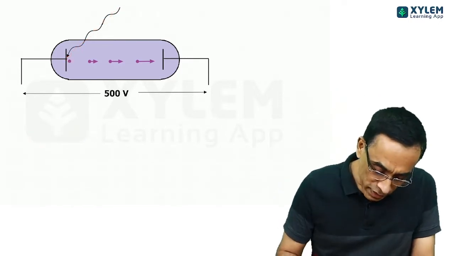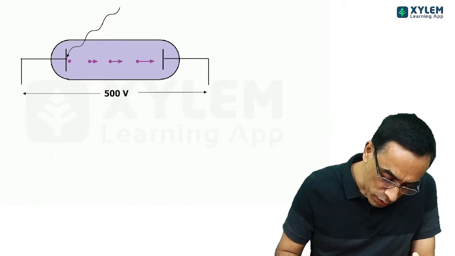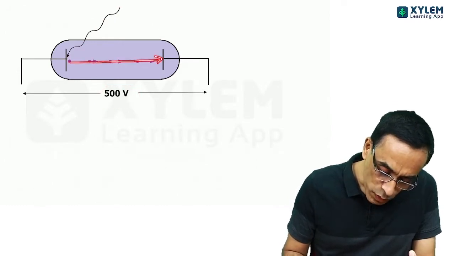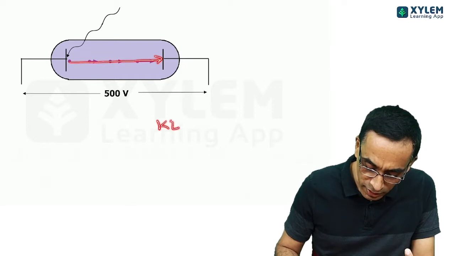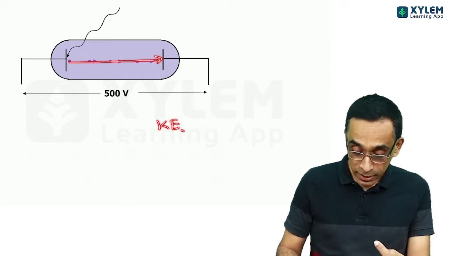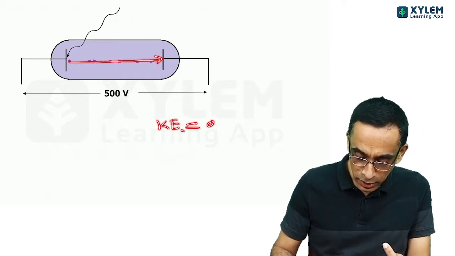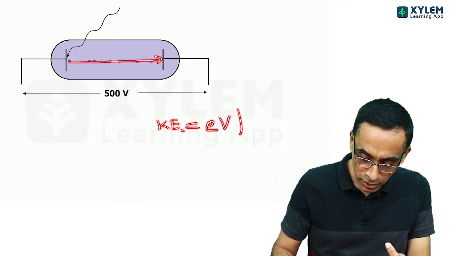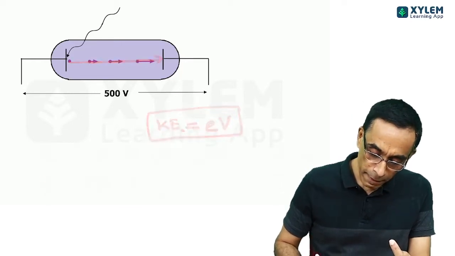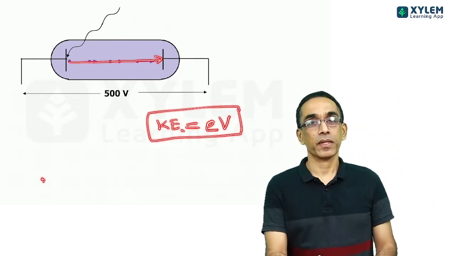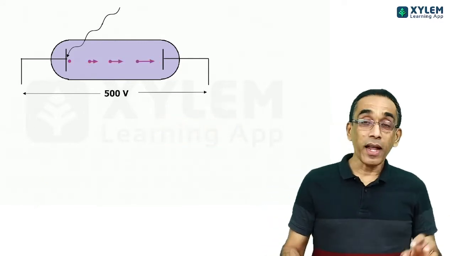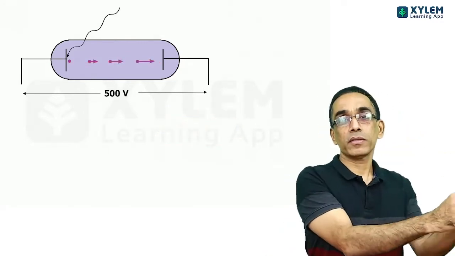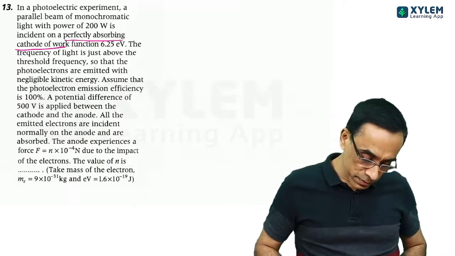Now there is a potential difference, so these electrons will be accelerated towards this end. When they reach here, they will have a kinetic energy, and this kinetic energy will be equal to the charge of the electron times the potential difference. Clear? And they will collide on the wall.